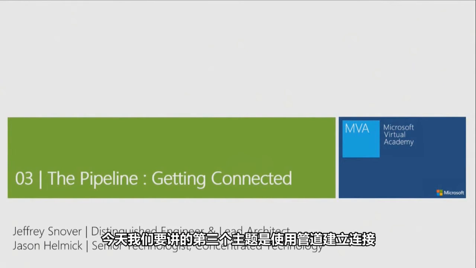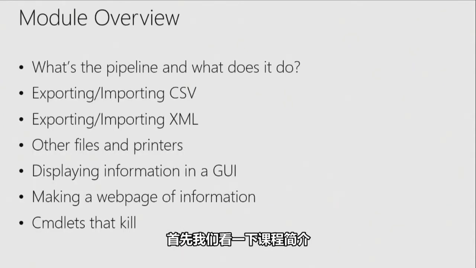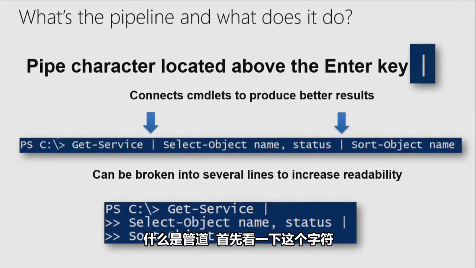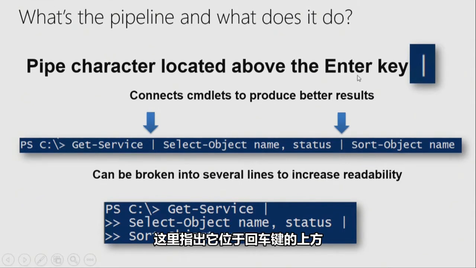So our third topic for the day is getting connected with the pipeline. And the first thing is, we're going to go through all of this. So there's the Qt module overview. But take a look at this. What's the pipeline? First of all, look at the character here. See this character? This is located above your enter key.